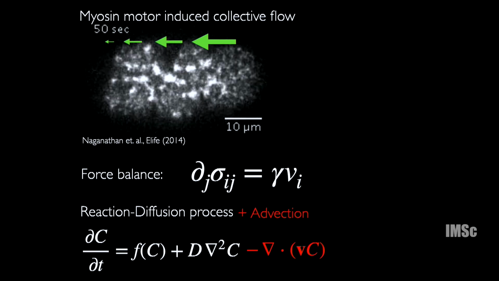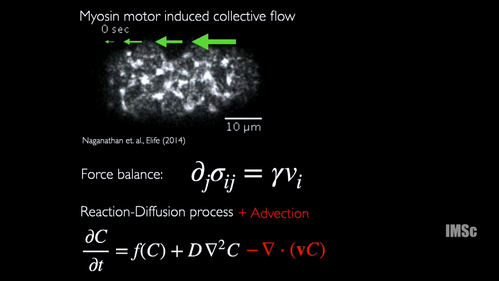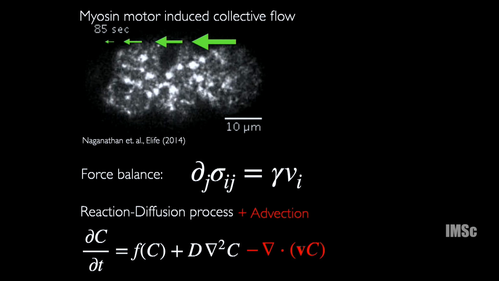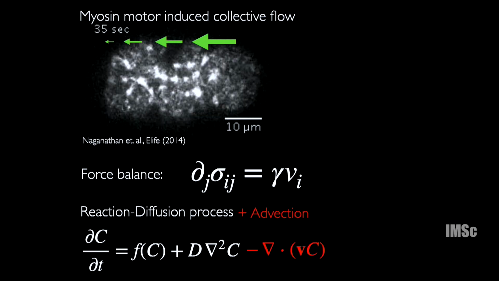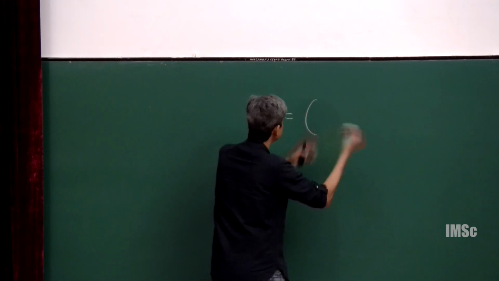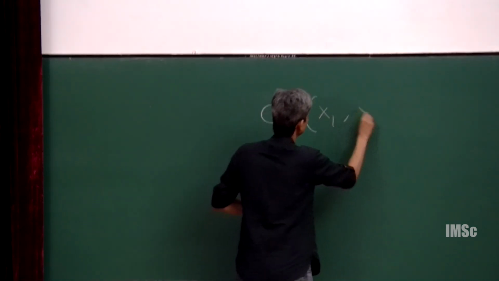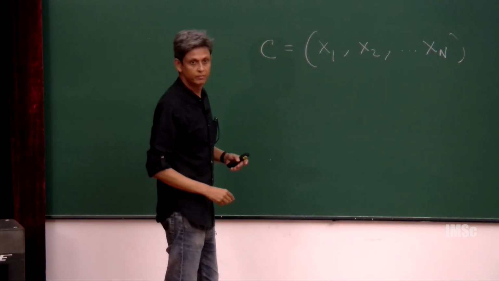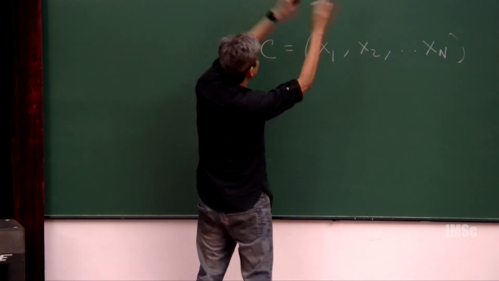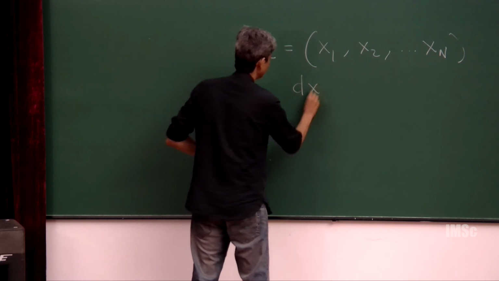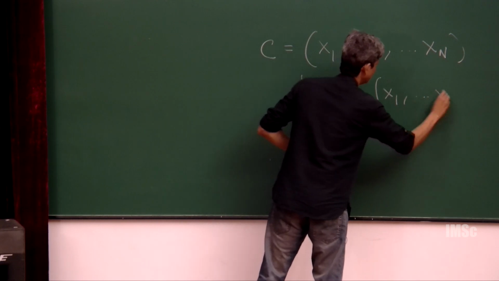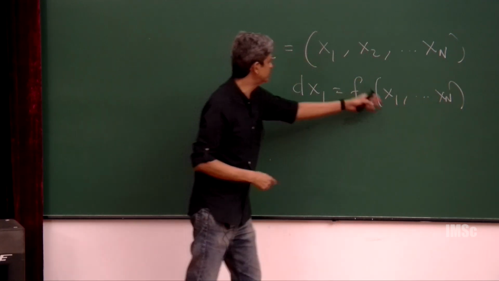So this is basically, I think you had been introduced to this term during this workshop. This is basically how the chemicals are reacting with each other. So this C is composed of several proteins. It can be X1, and each of these, if there was no diffusion and advection, each of these has this dynamics. So this is basically how these proteins are interacting with each other.